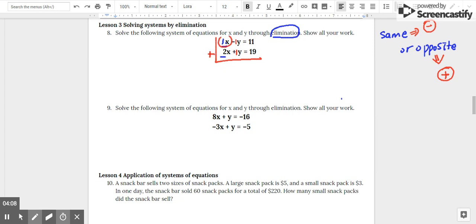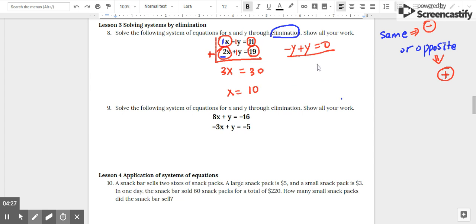So what's 1x plus 2x? You add each term. It's going to be 3x, and negative y plus y is 0. This was our goal, to get rid of it. We're not going to write it. And 11 plus 19 is 30. x is equal to 10.